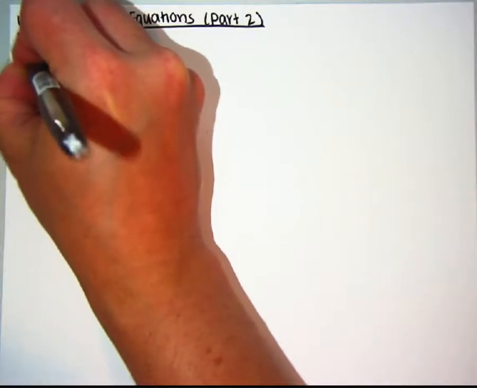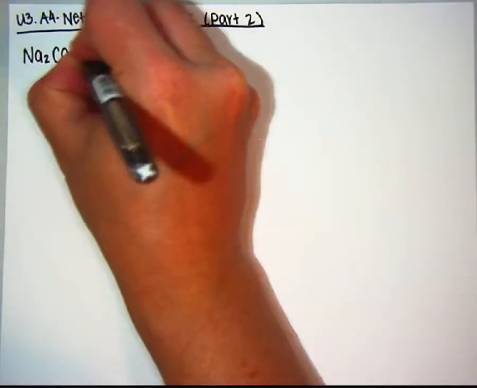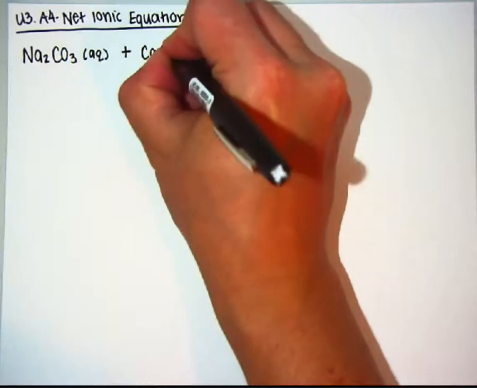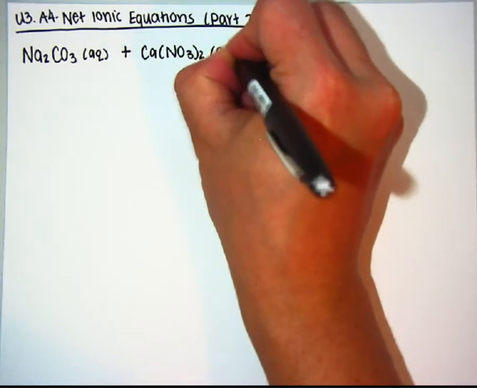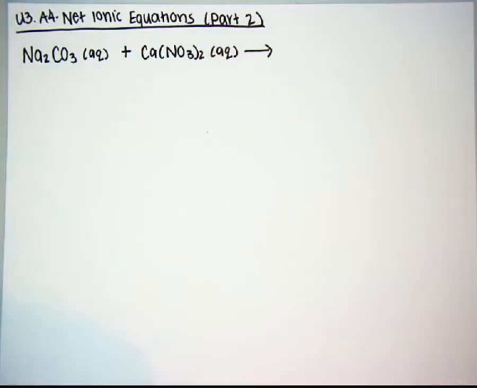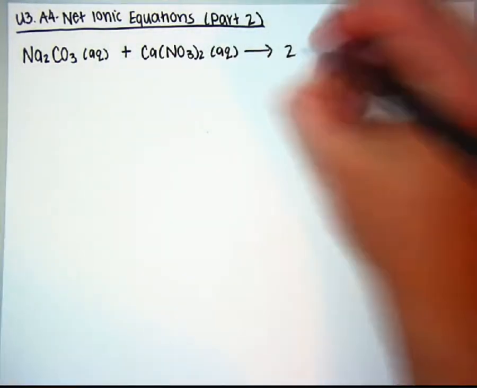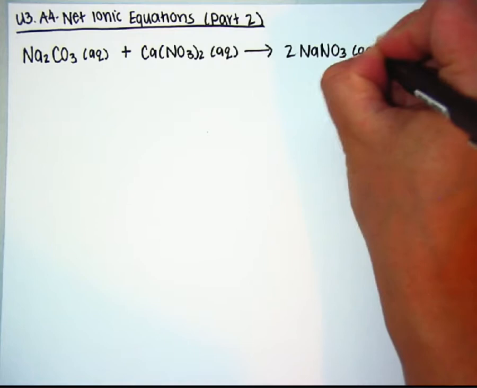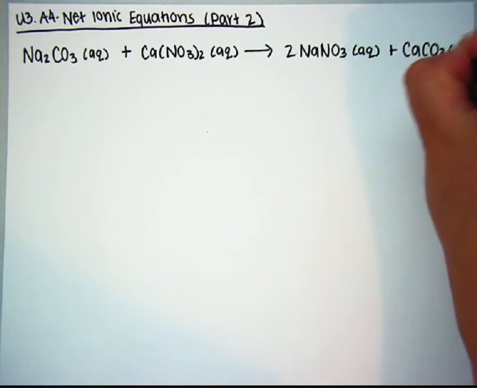Let's say I had sodium carbonate plus calcium nitrate. And this is going to produce 2 moles of sodium nitrate plus calcium carbonate, which is a solid.